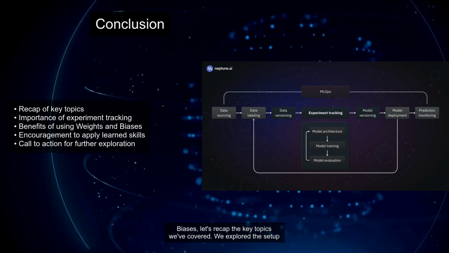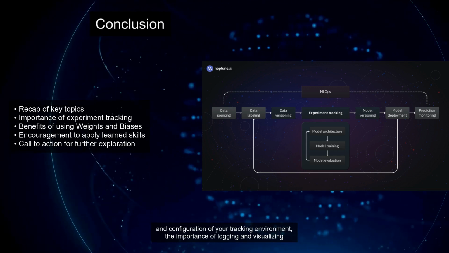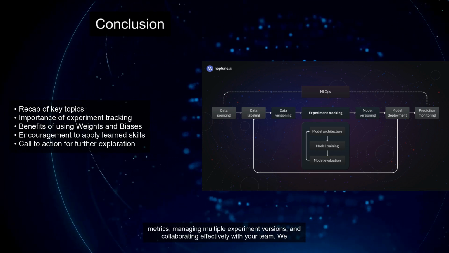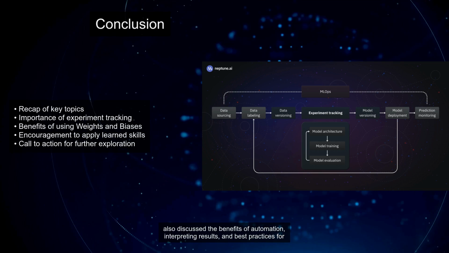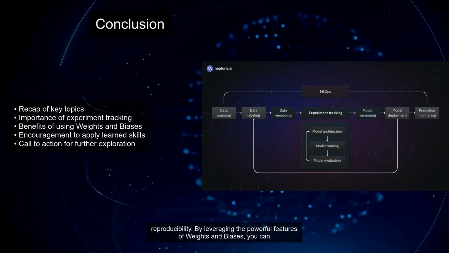As we conclude this session on mastering experiment tracking with Weights and Biases, let's recap the key topics we've covered. We explored the setup and configuration of your tracking environment, the importance of logging and visualizing metrics, managing multiple experiment versions, and collaborating effectively with your team. We also discussed the benefits of automation, interpreting results, and best practices for reproducibility.